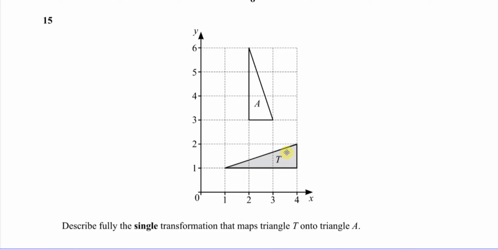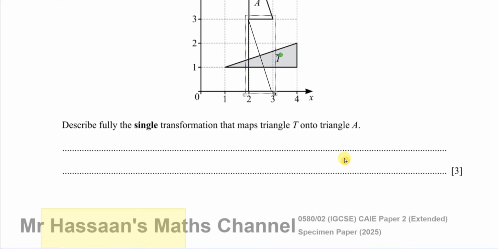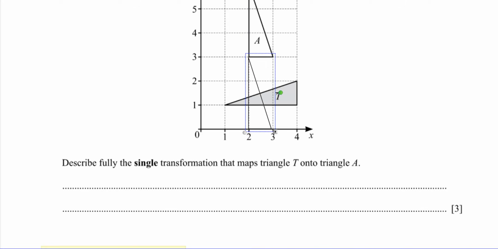We can see it's a rotation, it's clockwise, and it's 90 degrees. Those three things we can determine quite easily just by looking. So the points we can make are that it's a rotation, that it's clockwise, and that it's 90 degrees. Those three things won't give us the full marks. We need one more thing to mention, and that is the center of rotation.